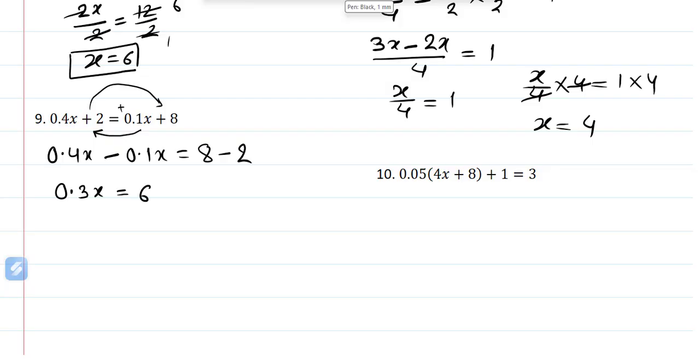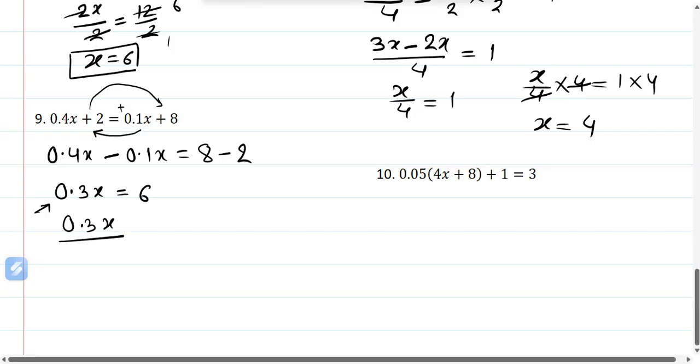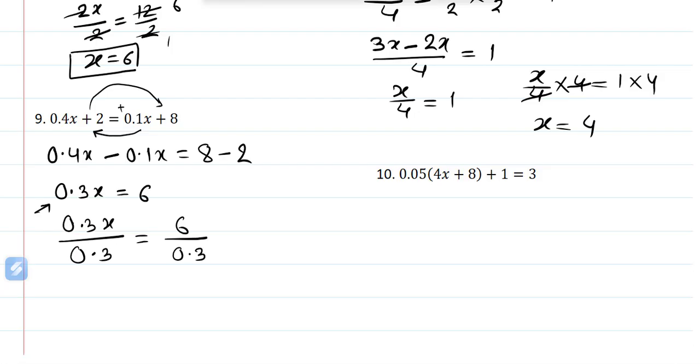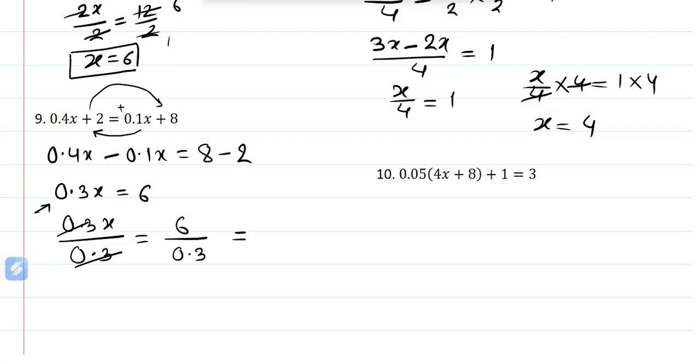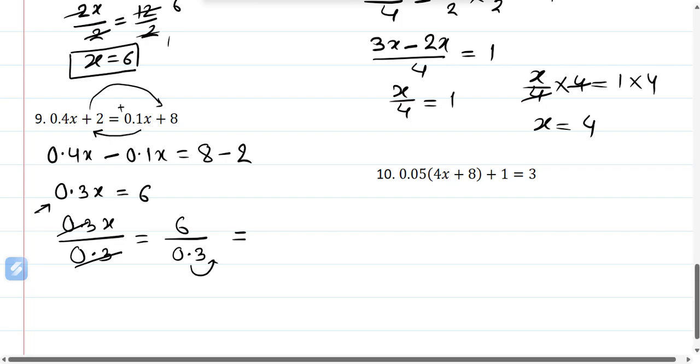Now we divide both sides by 0.3, so we try to free x from the coefficient. So 0.3x is divided by 0.3. Same here, 6 is divided by 0.3. Now you cancel out here. Now here is the trick. When there is a decimal, we try to shift that decimal to the back of 3. So that becomes now 3.